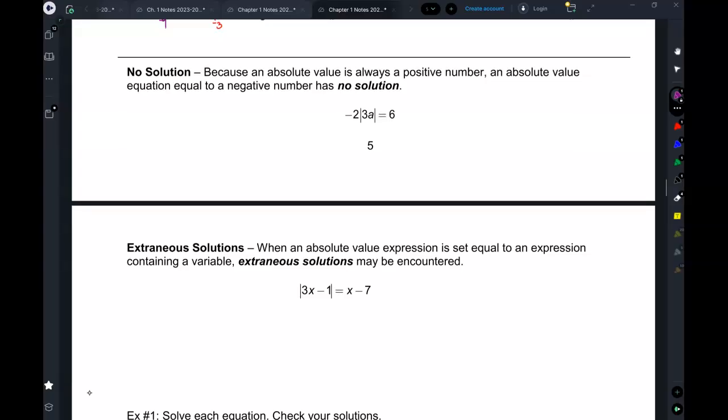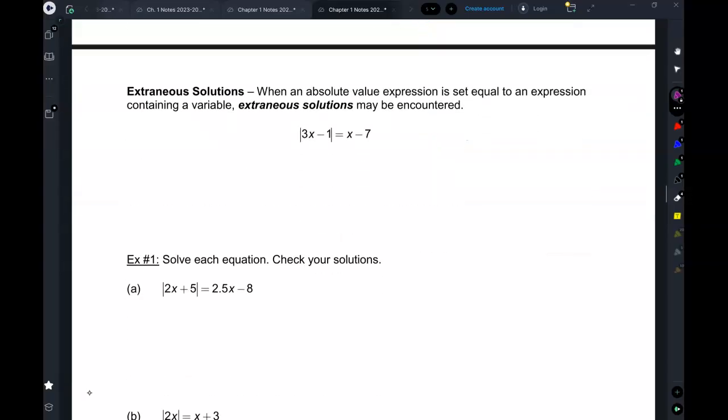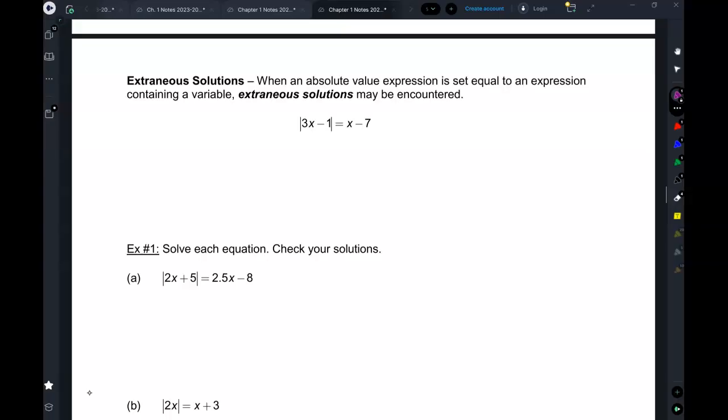Okay. All right, so for this example here, when I divide by negative 2, I get the absolute value of 3a is equal to negative 3, and that just does not work. Okay, so sometimes we actually get extraneous solutions. These are solutions that will come out when you do the math, but they don't work out in the equation.